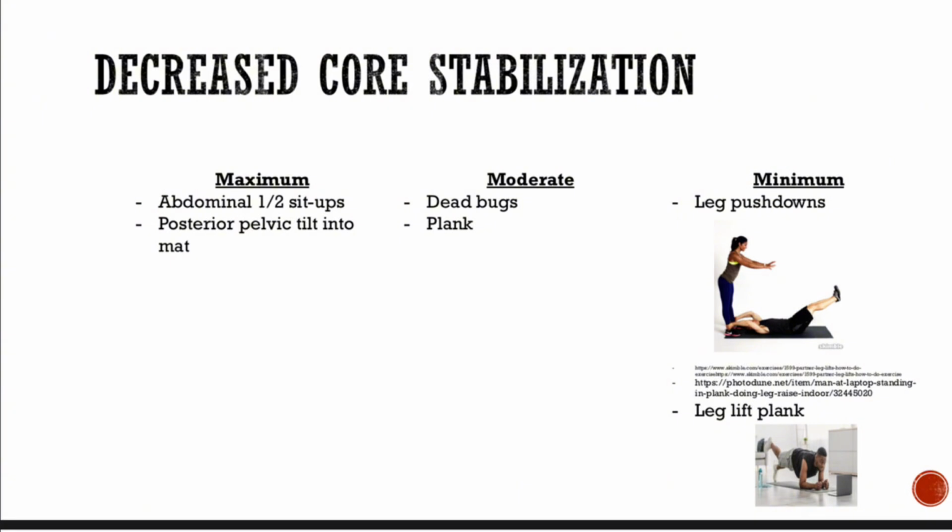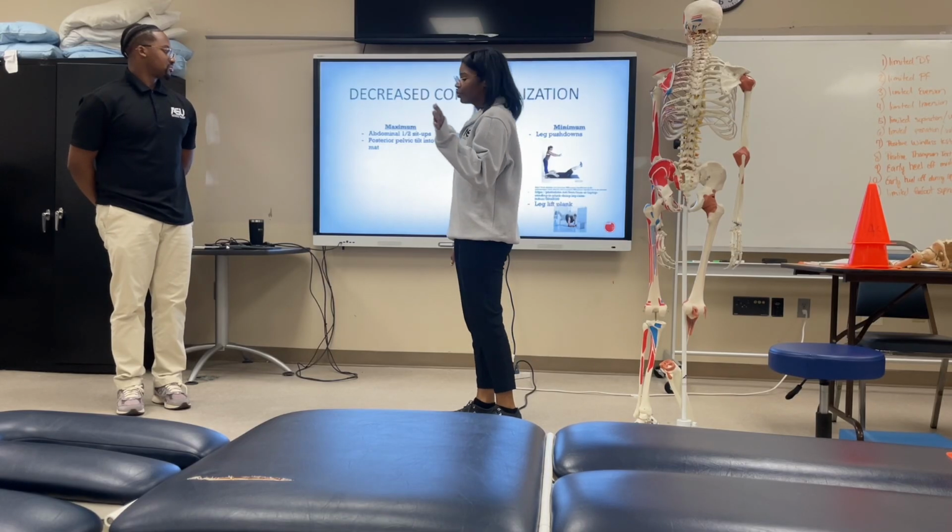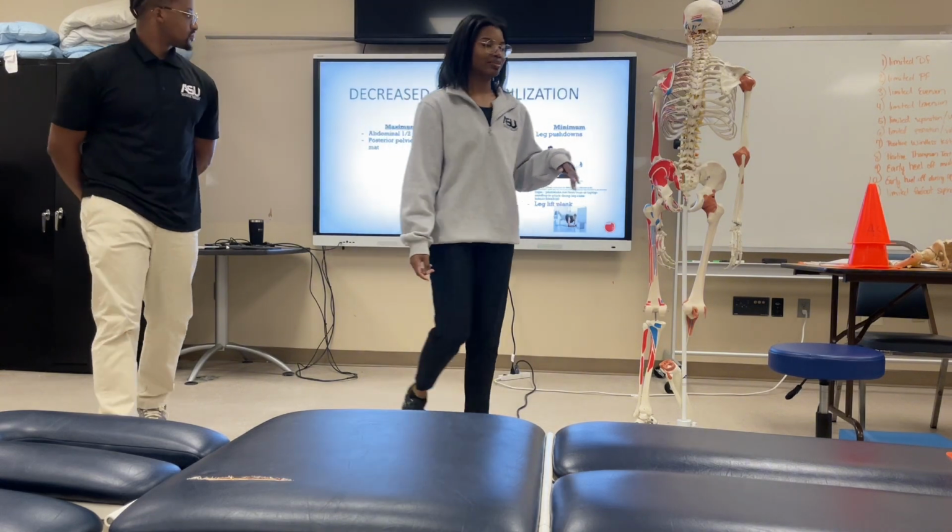So to help this deficit in the maximum protection phase, we can do abdominal half sit-ups where they just do a sit-up and their fingers reach their knees instead of doing the whole sit-up. And then we can also do a posterior pelvic tilt into the mat. And then for the moderate phase, we could do dead bugs and a plank. And then for a minimum, we could do leg push downs.